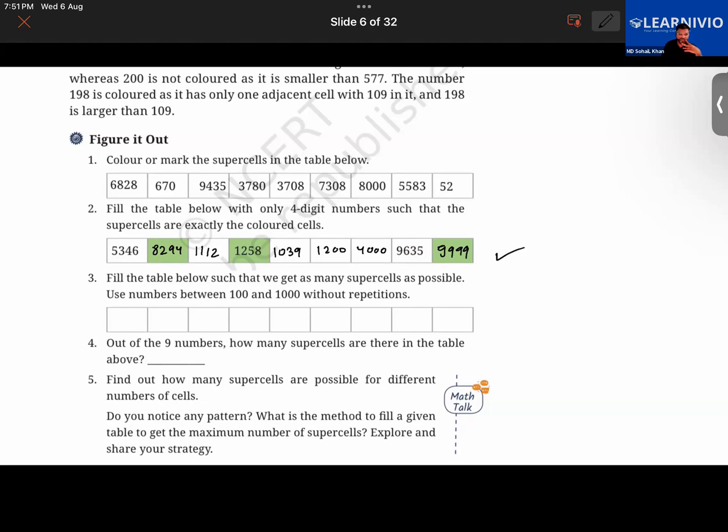Now look at third question. So fill the table below such that we get as many supercells as possible. We have to use numbers between 100 and 1000. So we are trying here to fill as many supercells as possible. The number should be between 100 and 1000. So what number should we start with?